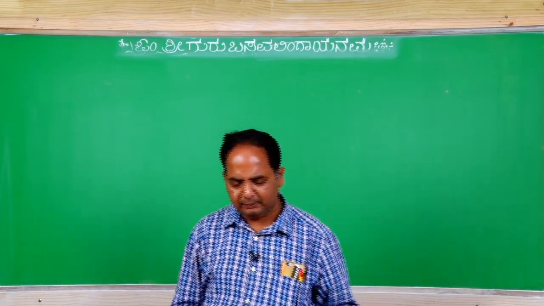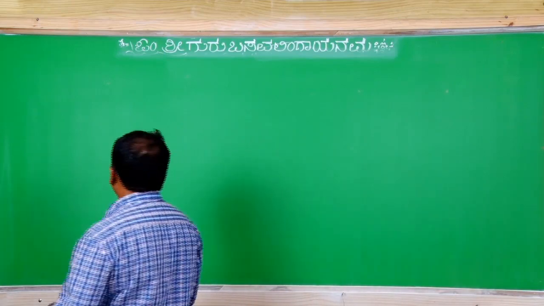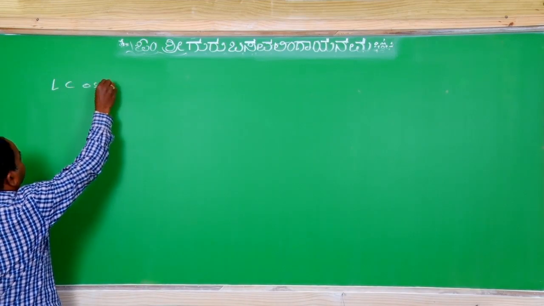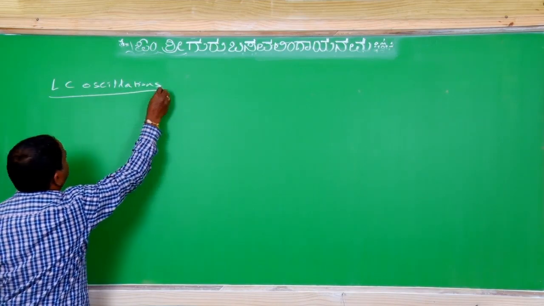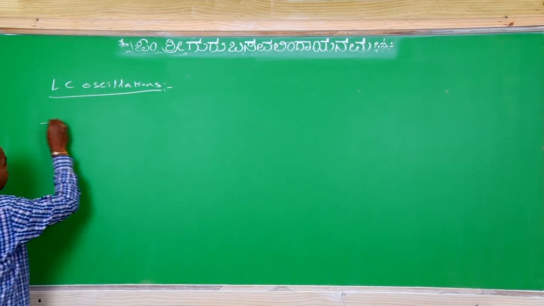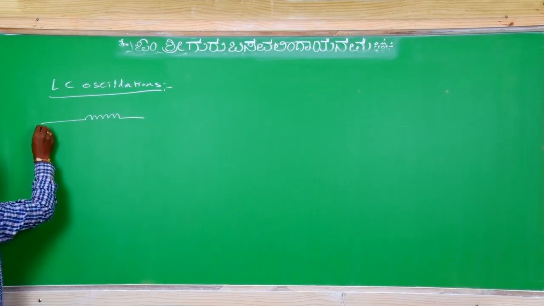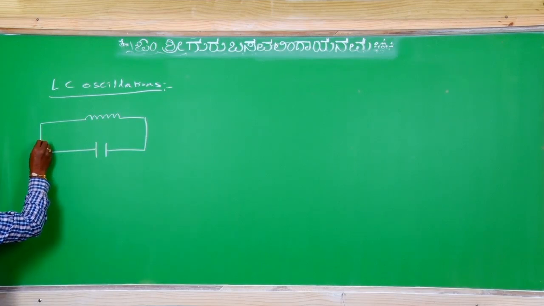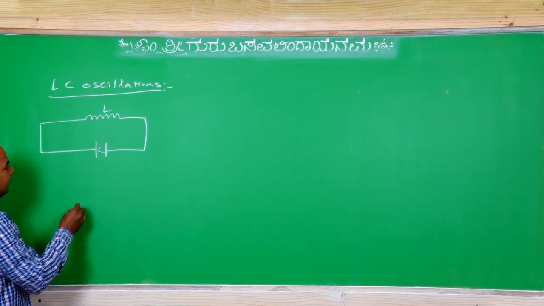In the last class, we saw LC oscillations. In those LC oscillations, we considered one inductor and one capacitor. These two are connected in parallel. The coefficient of self-induction of the inductor is L and the capacitance is C.